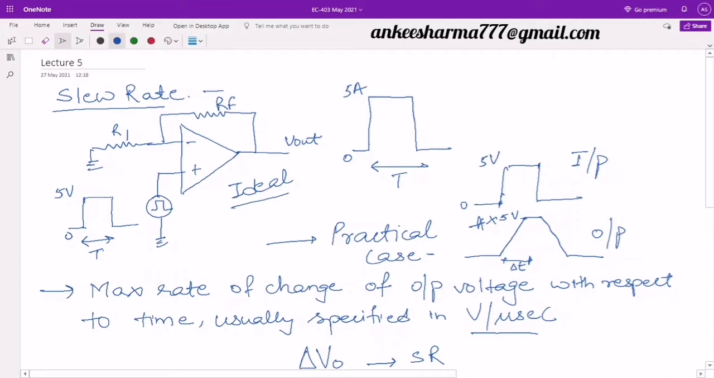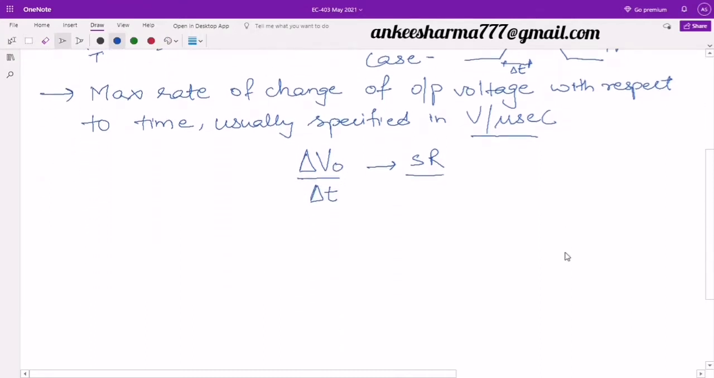Now next is why this thing happens. This slew rate, why is this slew rate occurring? So these slew rates are occurring due to the internal compensation capacitors present inside the operational amplifier. So next, if I discuss the internal compensation capacitor.